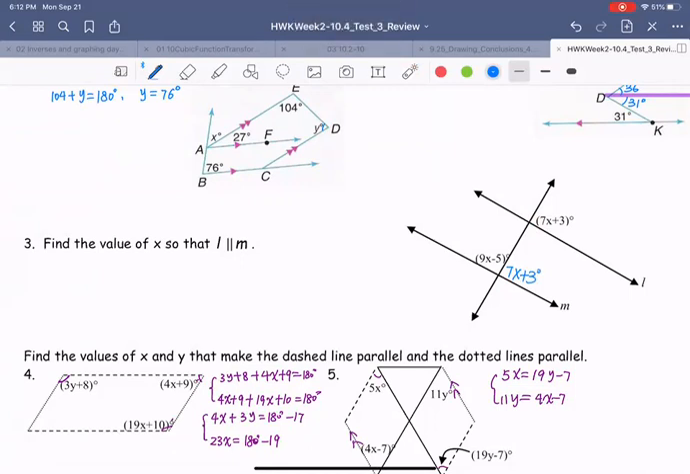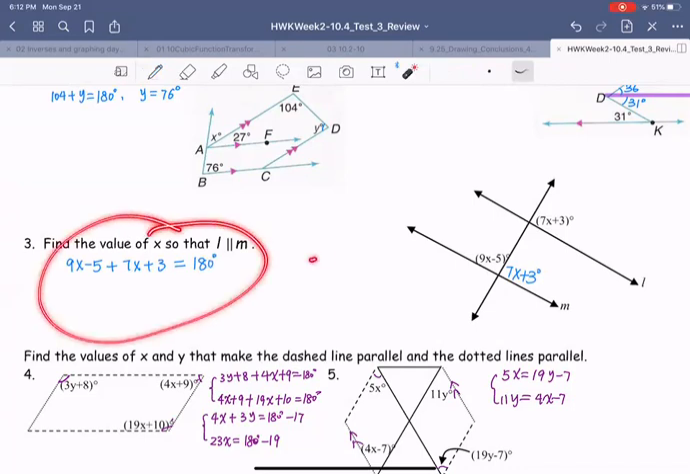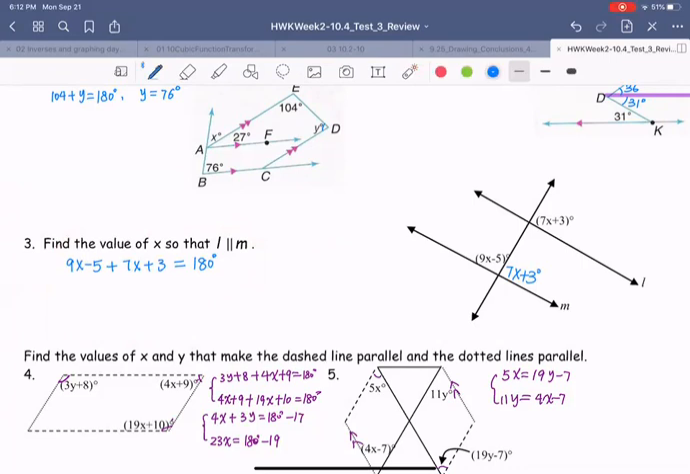9x minus 5 plus 7x plus 3 equals 180. Right. So solving that. I can tell, Sophia, you are a smart girl, okay? But sometimes you are not very careful. You don't want to lose points. This question could take off 5 points. You don't want to miss that, okay? Go ahead and calculate x.